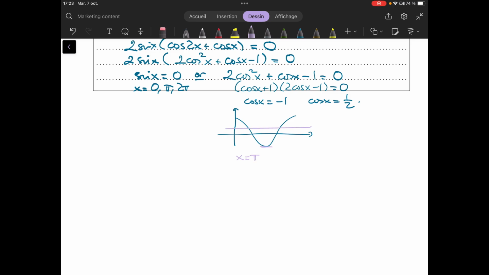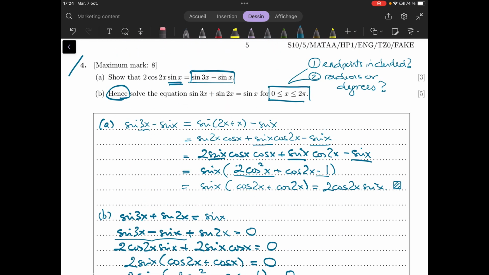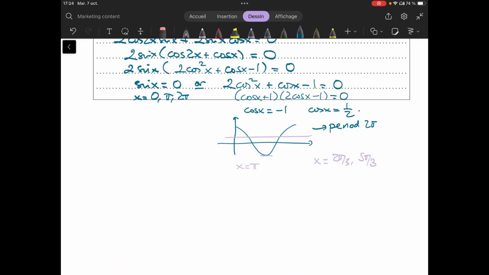Cos of x equals 1 by 2 occurs when x is equal to 2 pi by 3 or 5 pi by 3. Do we have to take periodicity into account? In this case, no, because the period of the function is 2 pi, and our interval is from 0 to 2 pi, so we don't need to add any multiple of the period. Therefore, your solution set is 0, pi by 3, pi, 5 pi by 3.